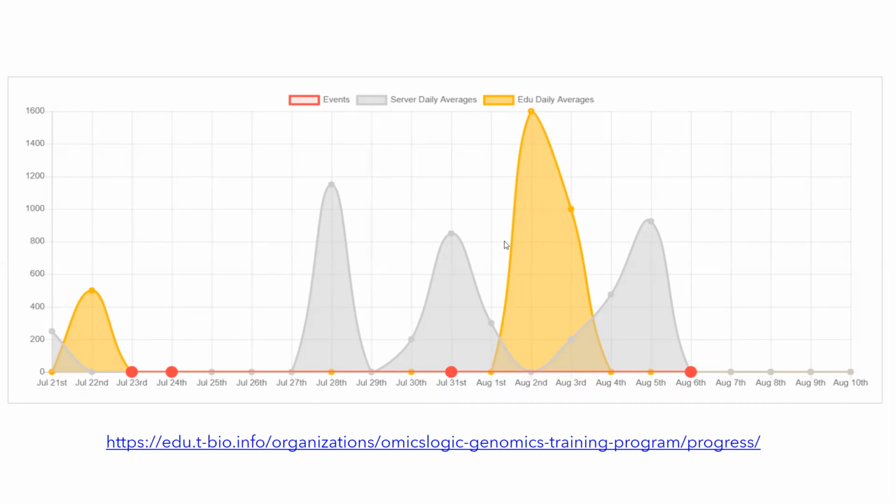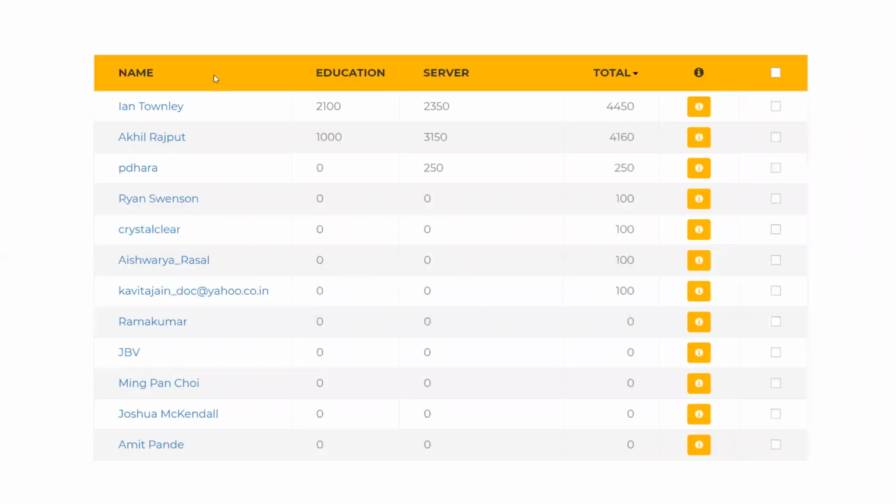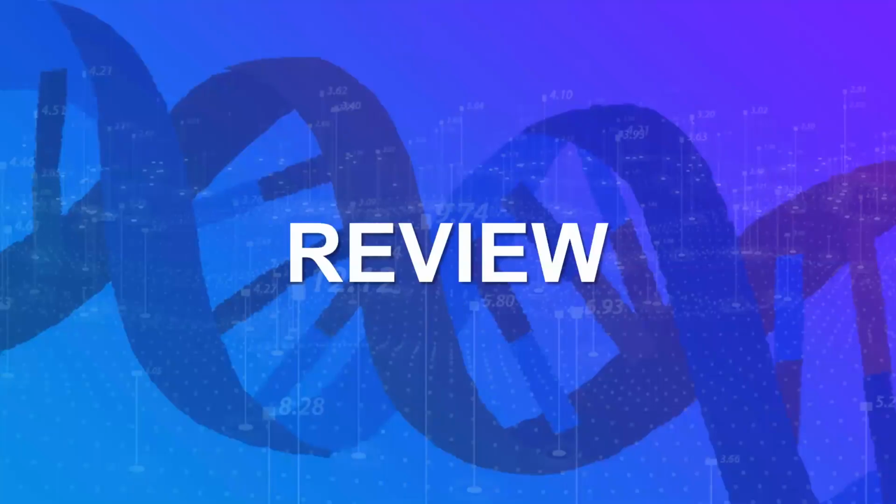And I can see that on August 2nd and 3rd, there has been some progress in the educational side as well. It's the yellow one, and the gray one is the progress made on the server side. Today it's August 6th, and here are the participants that have made the most progress. You can see it for yourself as well in our server side. So before we begin, let's remember what we covered in the previous lesson.